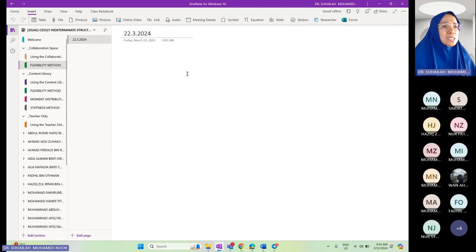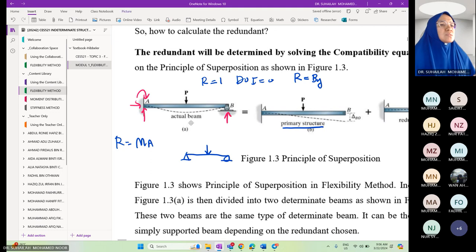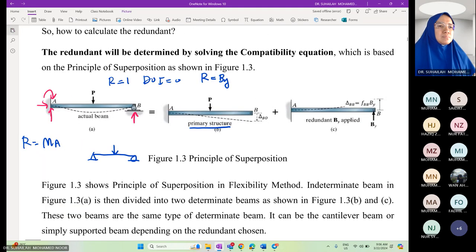Dekat collaboration space. Okay, just upload. From file boleh, from camera boleh. Okay, from your device. Boleh for five minit pun dah cukup dah actually. Okay, don't take long time. So, benda tu boleh buat satu minit je. Okay. Ada soalan tak? Madam mute.